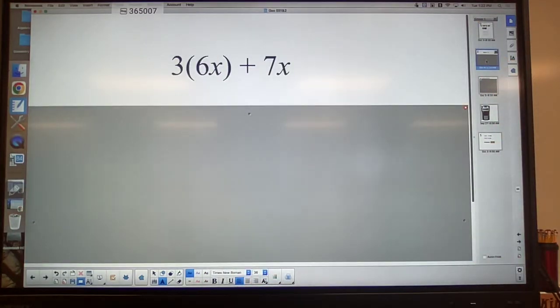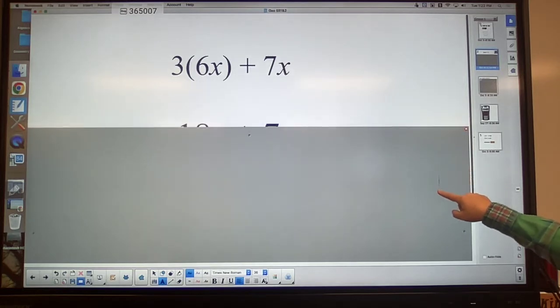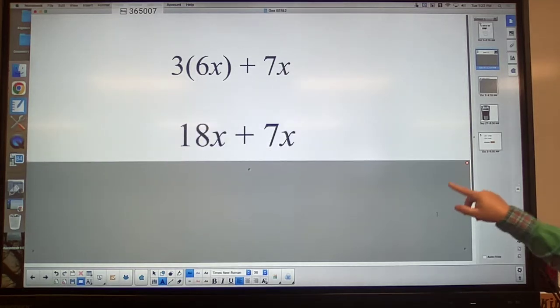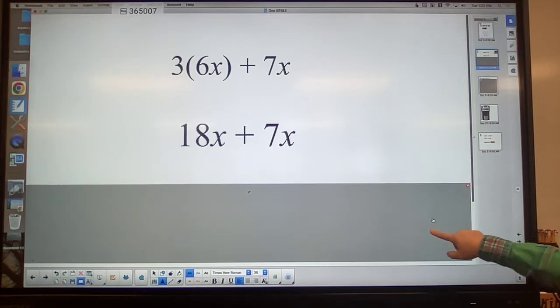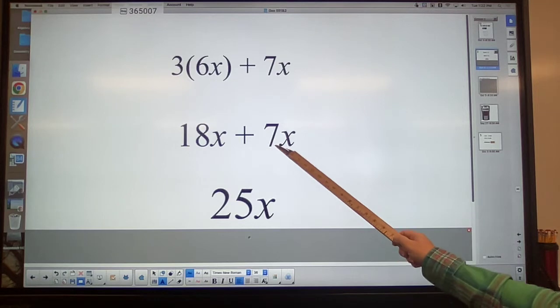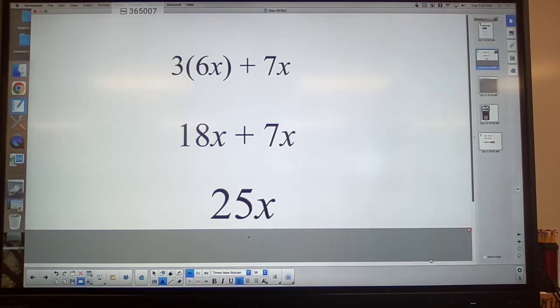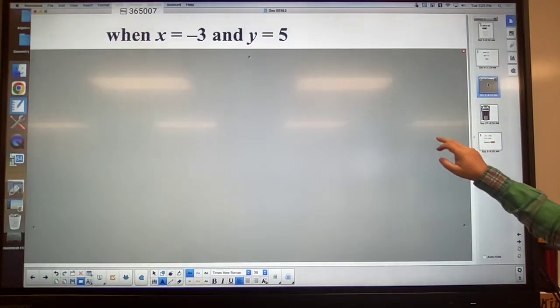All right, just a friendly reminder on adding like terms. If you have 3 times 6x, you do that first. 3 times 6x is 18x. And you're going to want to add 18x's to 7x. The tendency is to turn that into an x squared. But don't do that. It's a plus sign, not multiplication. 18 plus 7 is 25, and it's still x. If you have 18 x's and your friend gives you 7 more x's, you have 25 x's. So that's a friendly reminder on common mistakes that I see.